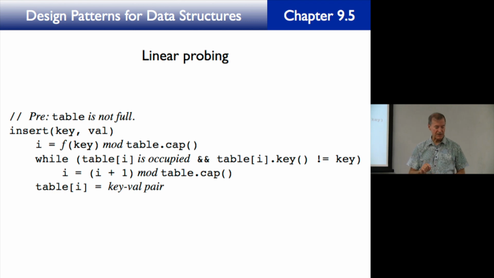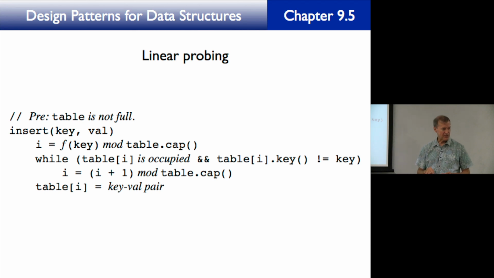To insert key val, instead of just putting it in one place, and if there's a collision, just sticking it on a linked list, I gets the hash function of the key mod the table capacity. So that part's just like we did before, right? But now there might be a collision. So the logic is a while loop: while table sub I is occupied and table sub I dot key is not equal to the key.